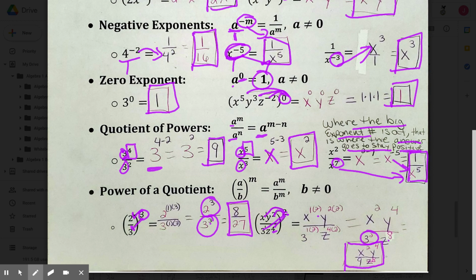Again, this is the simplified answer down here. That is the final answer, how it should look. The top one is correct, but it's not simplified. That would be the bottom one.